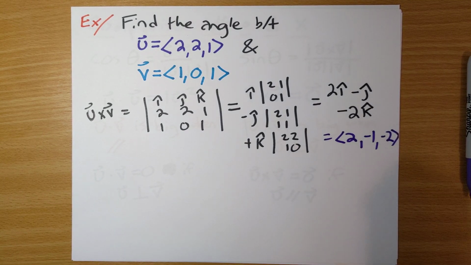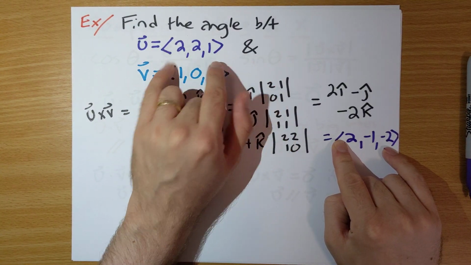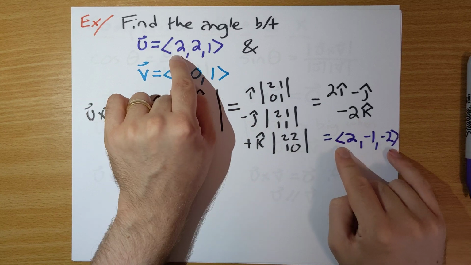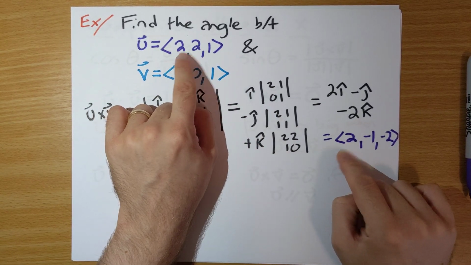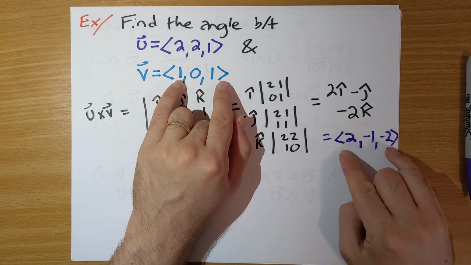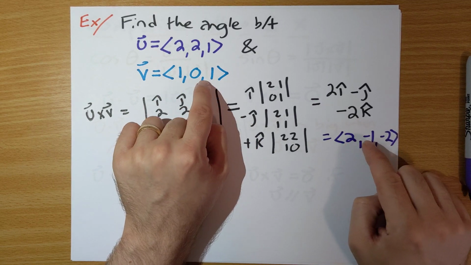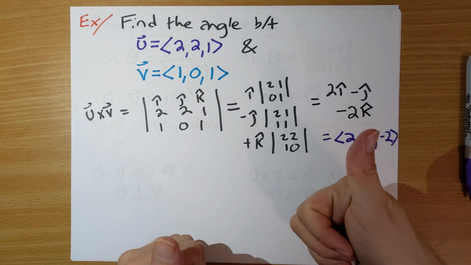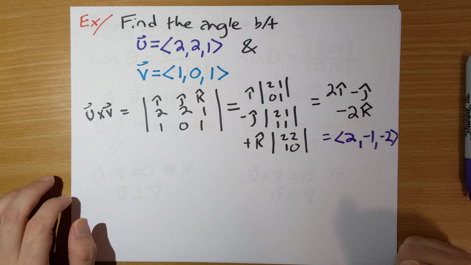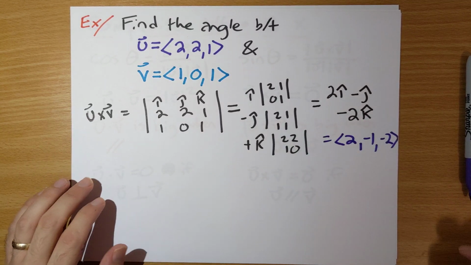Think for yourself, what's a quick thing that we could do to check to make sure our answer is right? This should be perpendicular to both u and v. If we take the dot product of u with u cross v, 2 times 2 is 4, minus 2, minus 2, that gives us 0. That checks out. 1, 0, 1, dotted with 2, negative 1, negative 2. 2 plus 0 minus 2 again gives us 0. That checks out. Okay, so things are looking good here for this being the cross product.